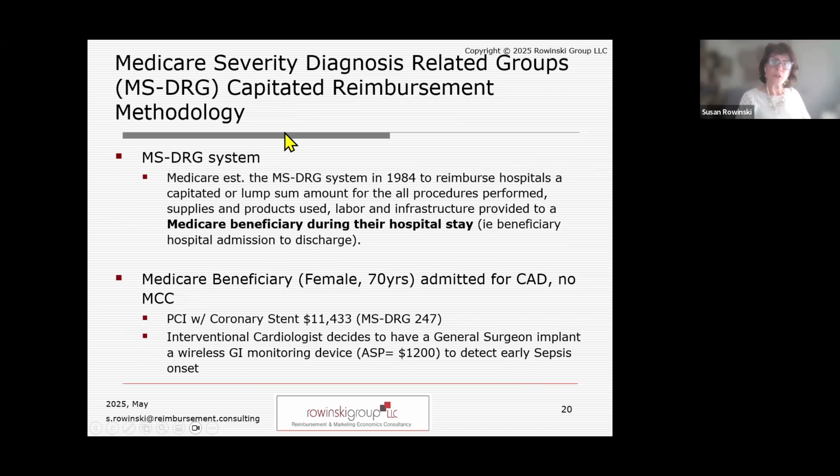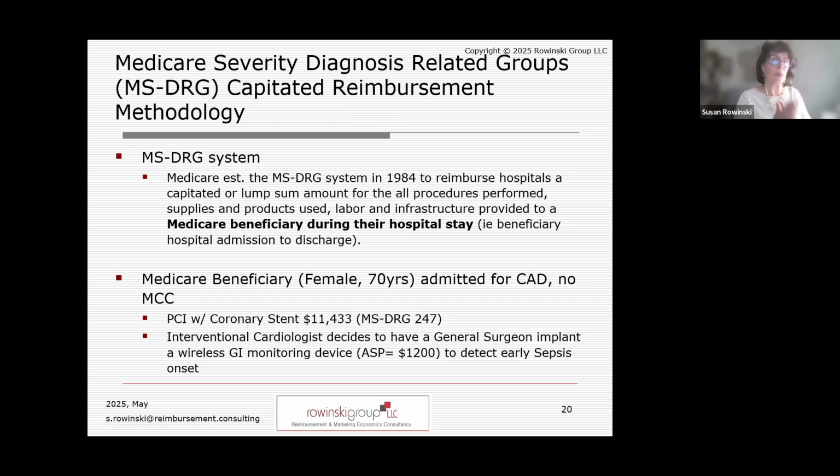We're going to look at a Medicare system. Actually, this is the first capitated payment methodology system that was put in place all the way back in 1984 by Medicare. It is called the Medicare Severity Diagnostic Related Groups. You might have heard something called MSDRG. MSDRGs are not codes. It is a capitated reimbursement. When we say capitated, it is a lump sum payment methodology.